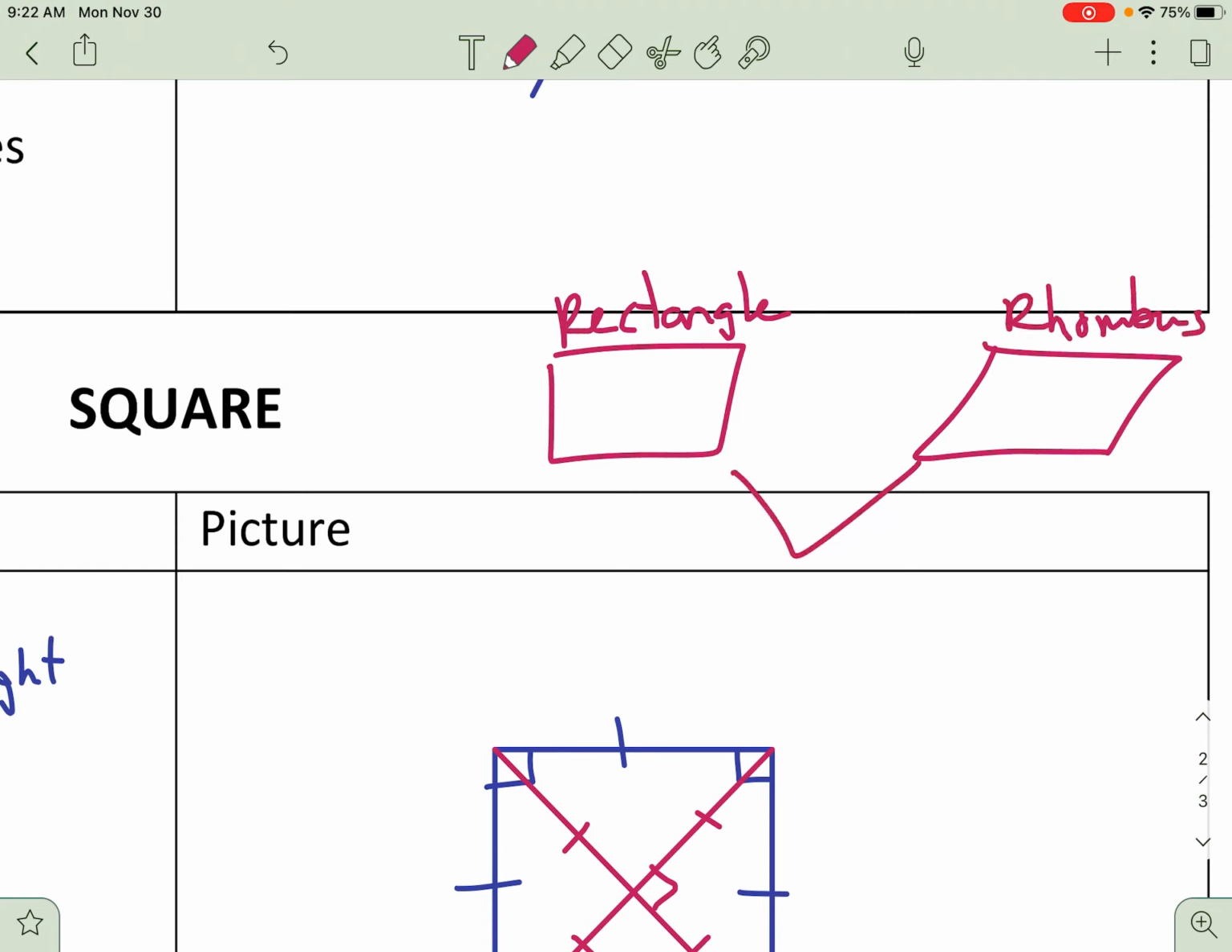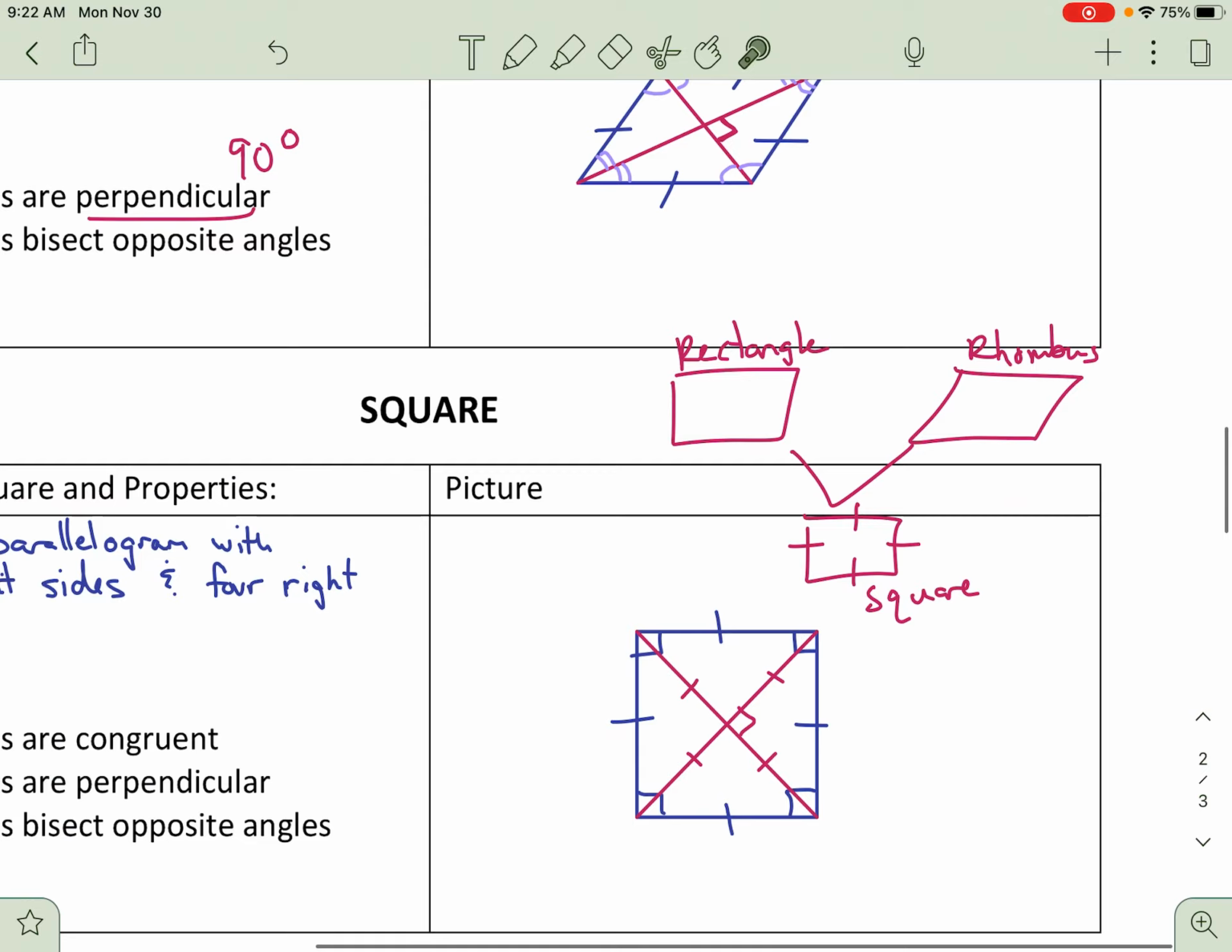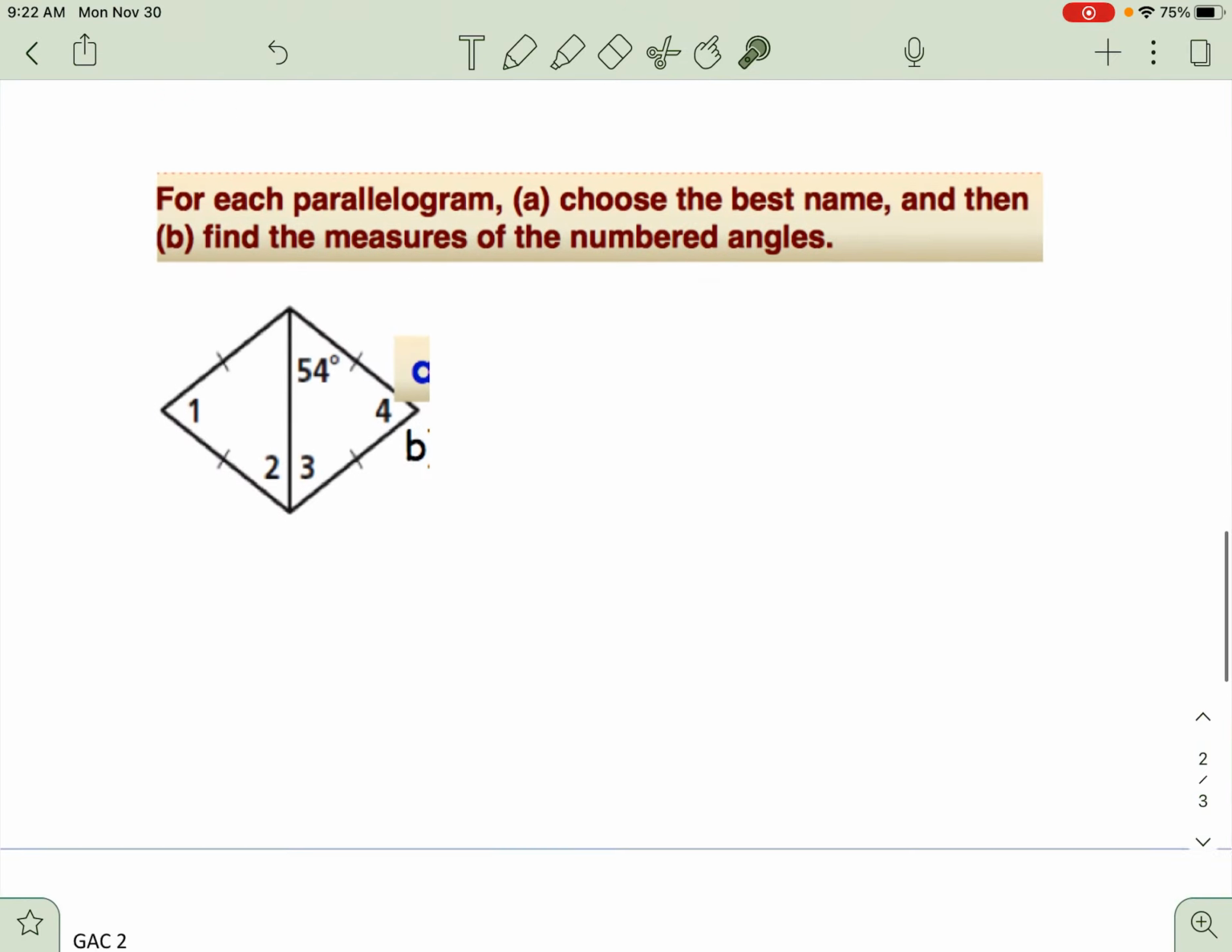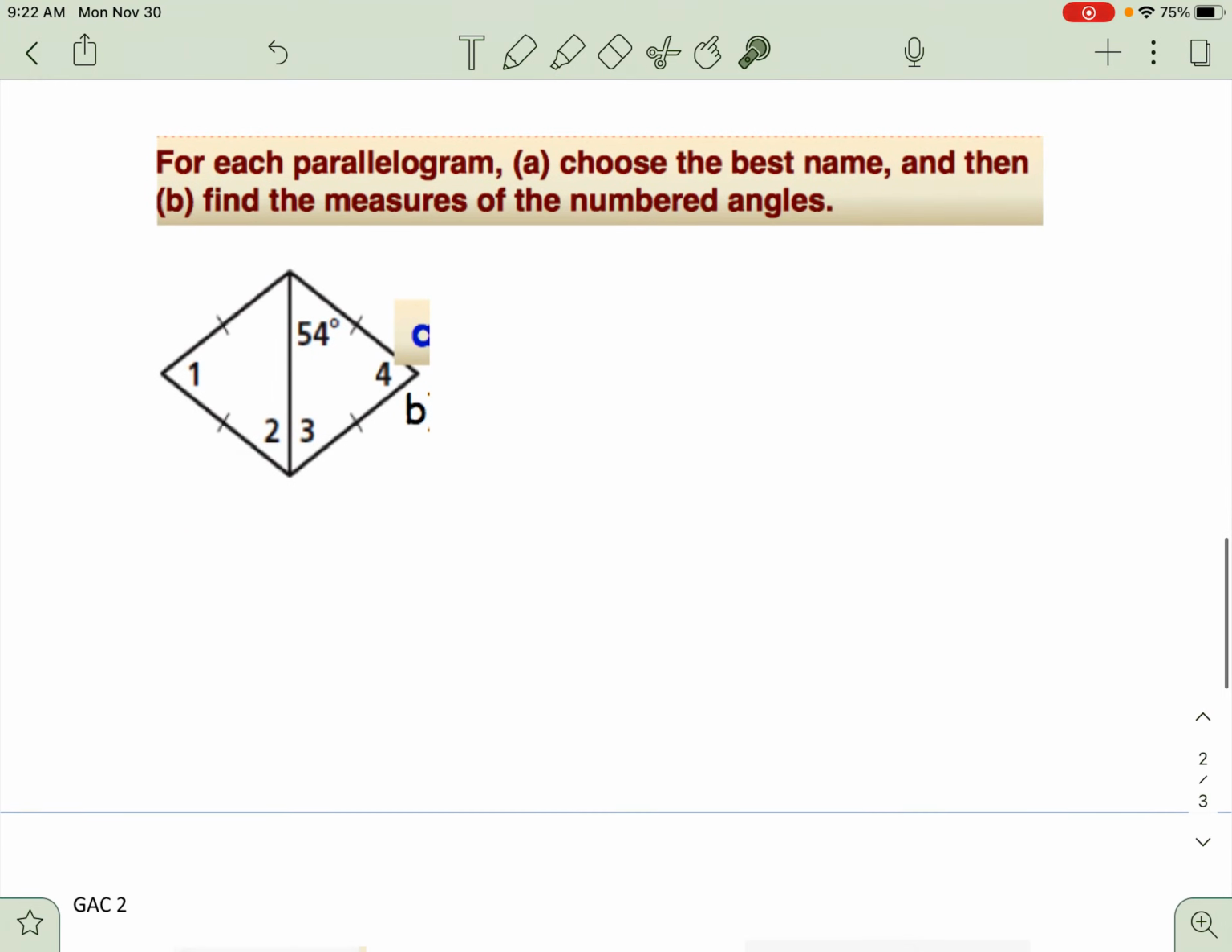They both give you the square. Okay? So all the properties of a square can be found when you put together those properties of a rectangle and a rhombus. All right, so let's look at some examples here. For each parallelogram, choose the best name and then find the measure of the numbered angles.